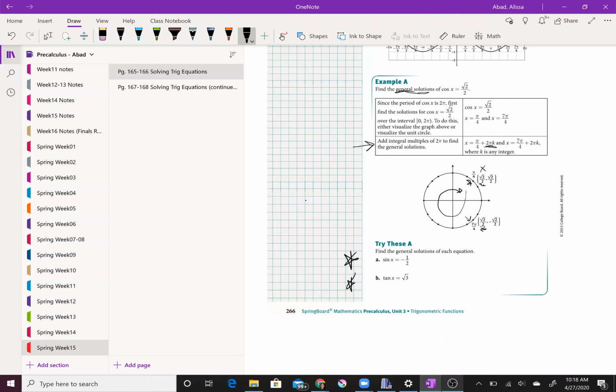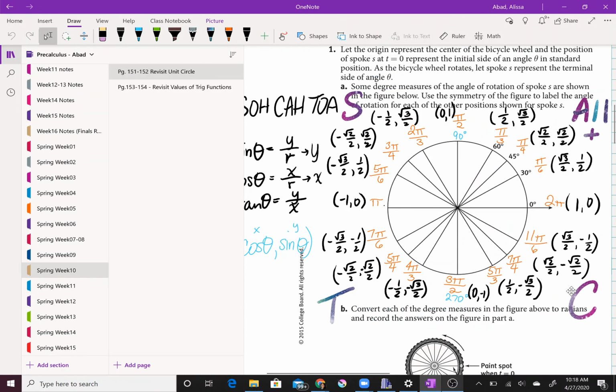So for example, for sine of x equals negative 1/2, if you go back to your unit circle, sine is where you have your y coordinates, so you want to find where negative 1/2 is as a y coordinate, and that is 11 pi over 6 here. So you could write out 11 pi over 6 plus 2 pi k.